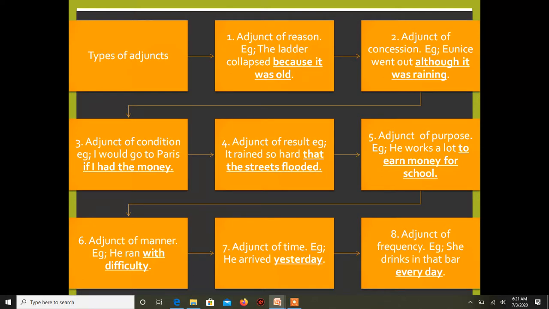Adjunct of time. Example, he arrived yesterday. Time. Yesterday is showing time. He arrived when? Yesterday. And then we also have the adjunct of frequency. She drinks in that bar every day. Frequency. She drinks in that bar every day.